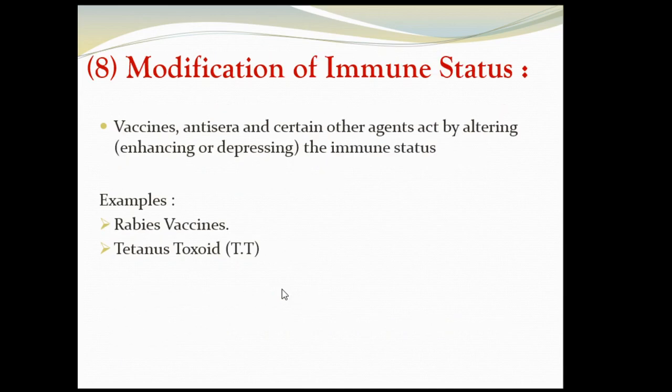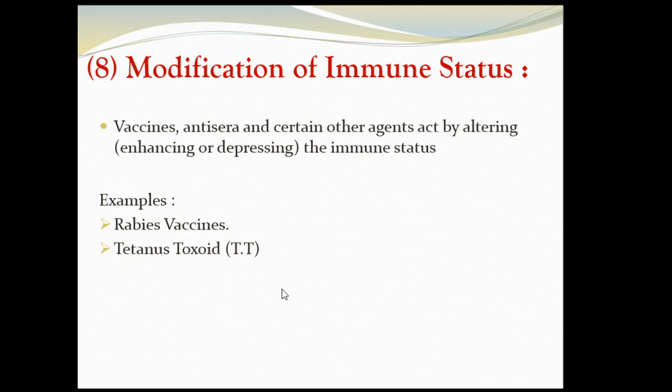And the last is modification of the immune system. There are a lot of vaccines, antisera and certain other agents that act by altering, that is enhancing or depressing, the immune status. What happens in this system? We introduce a non-toxic, neutralized bacteria or virus, etc., into our body. Because of the presence of this neutralized bacteria, our immune system will start producing antibodies to kill the non-reacting bacteria, and these antibodies will be ready for a future attack of the invading bacteria.